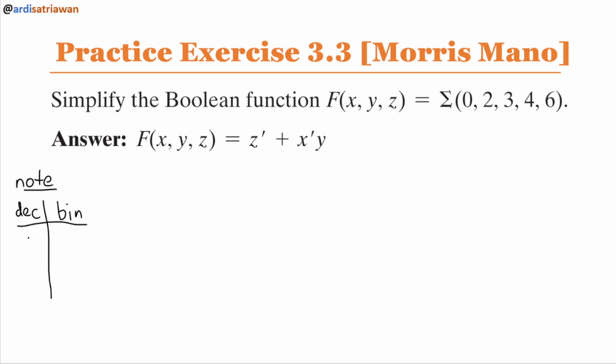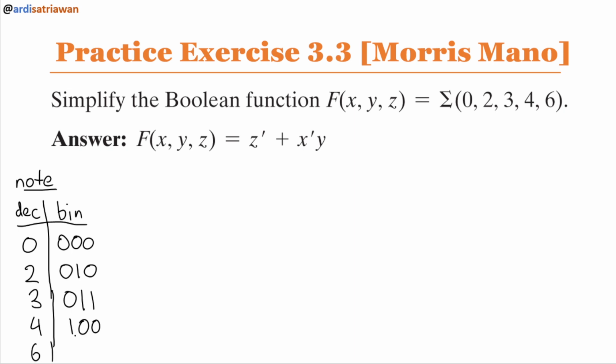If we have 0, we will have 0, 0, 0 as the 3-bit binary. For 2, we will have 0, 1, 0. For 3, we will have 0, 1, 1. For 4, we will have 1, 0, 0. And lastly, for 6, we will have 1, 1, 0.